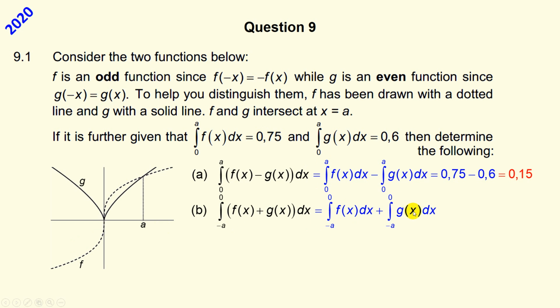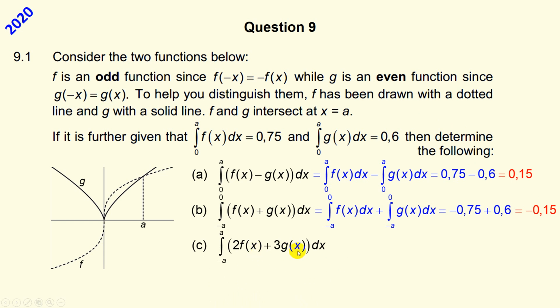This one here, g of x, negative a to 0, due to the symmetry about the y-axis, is exactly the same as this area here. Therefore, this is going to be 0.6, giving us our negative 0.15.